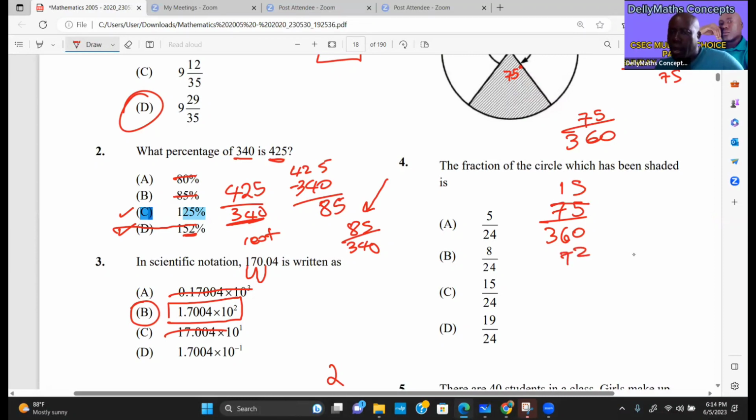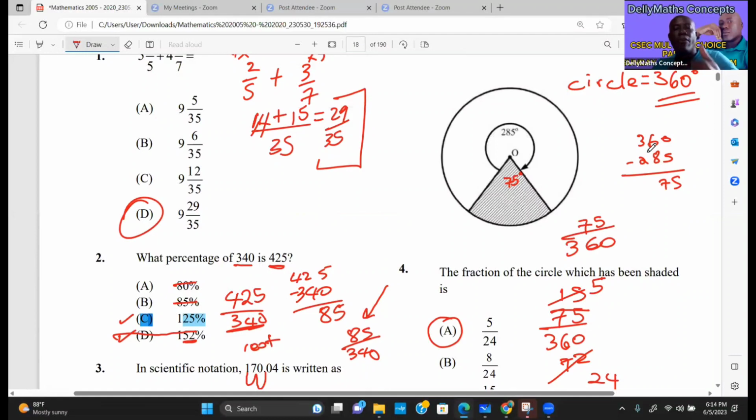And then you look if you could go again. You could go by using 3. 3 into 15 is 5, and 3 into 72 is about 24, right? 24. So what I'm looking at is 5 over 24. I look for that. And here it is at A. So the basic idea is find the angle that represents the shaded portion, put it over the total circular angle, and then start canceling down. Keep looking for your response.